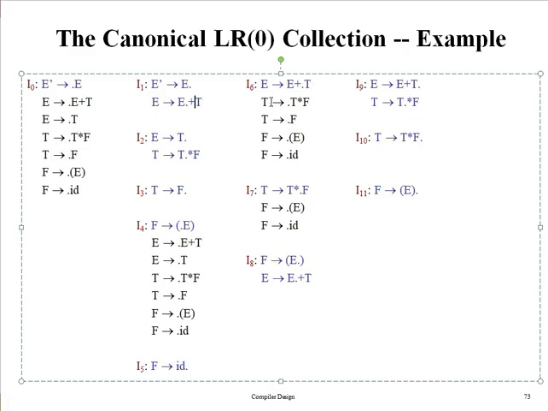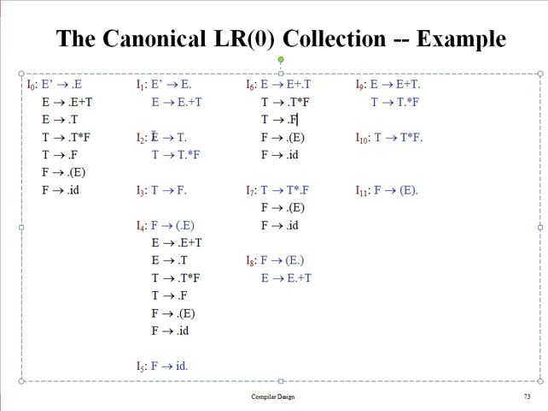Then since there is a non-terminal T after dot, we should add two production rules of T from the original grammar. And again, since we have F after dot, we should add both production rules of F. Finished. So I6 can be generated from I1 this way, and I7 can be generated from I2.